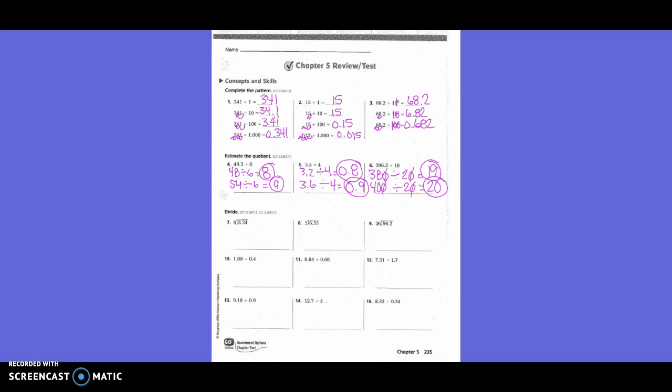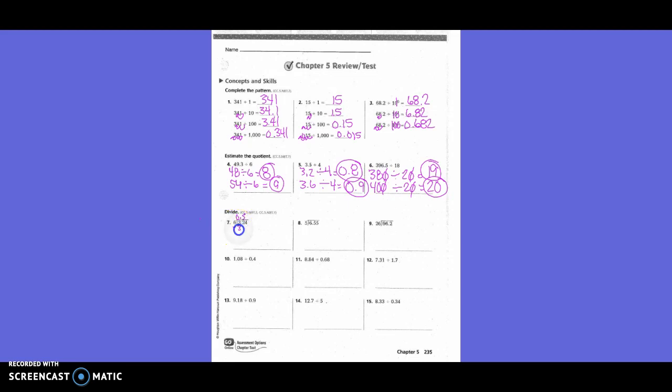So we have 3 and 24 hundredths divided by 6. What do I automatically do? Bring up my decimal. Can 6 go into 3? No, so it's a 0. 6 into 32? Yes. How many times? 5. 6 times 5 is?